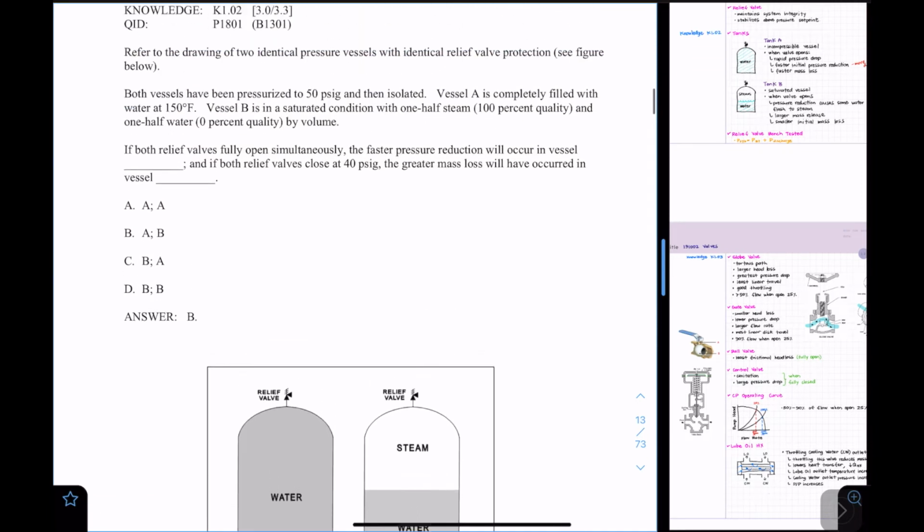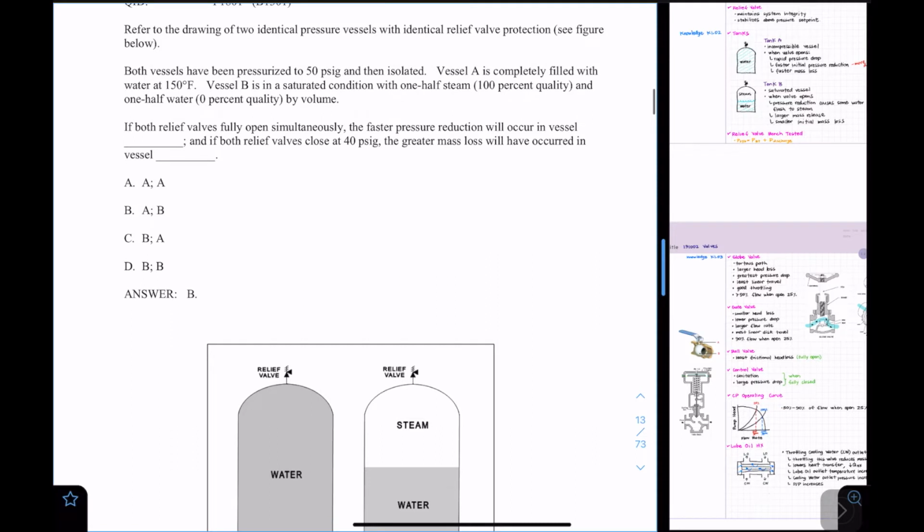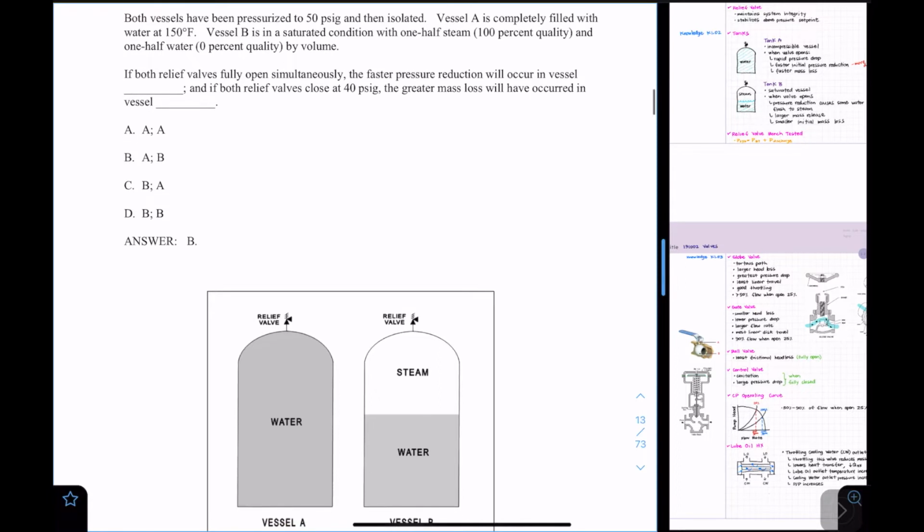Let's take a look at this one. This one has a relief valve. So here we're going to have two identical pressure vessels with identical relief valve protection. Both vessels have been pressurized to 50 psig and then isolated. Vessel A is completely filled with water.